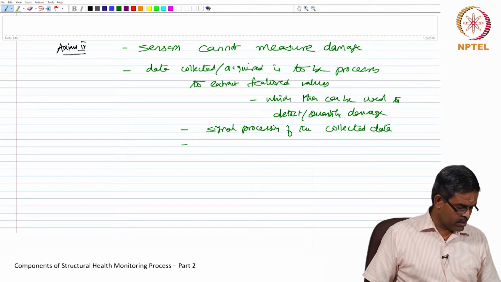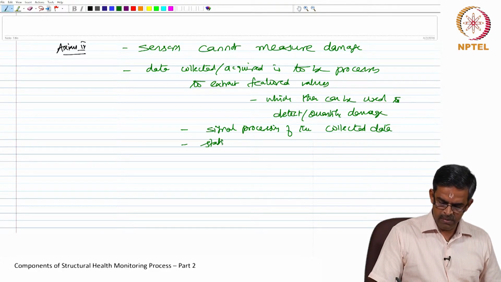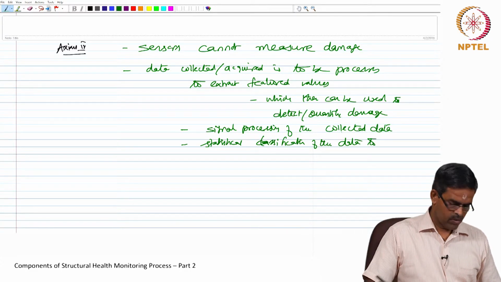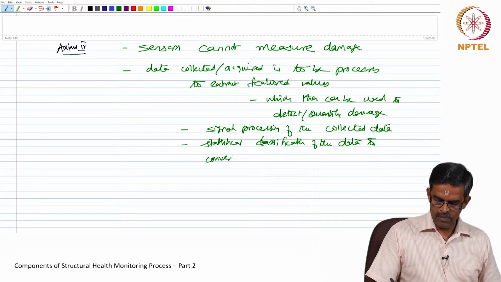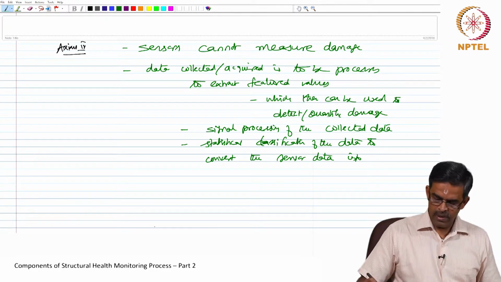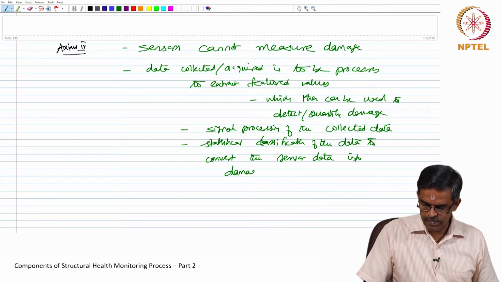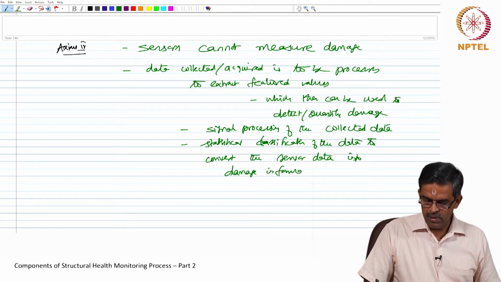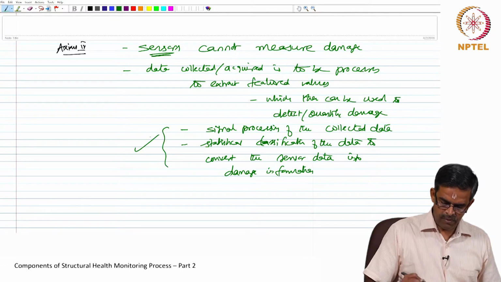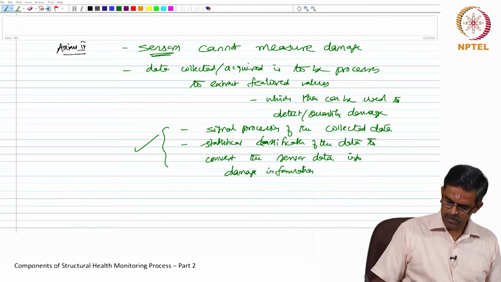The second part is statistical classification of the data, to convert the sensor data into damage information. So, it is not the sensor which is important, it is the processing which is important.